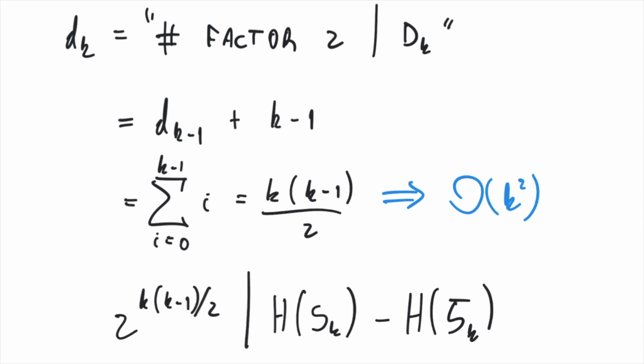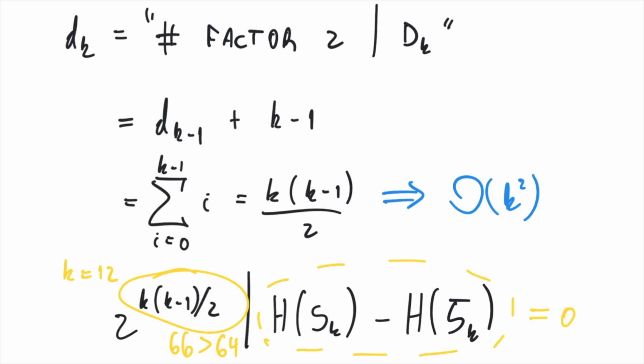But consider, for example, the case when k is 12. So 12 over 2 is 6, and 6 times 11 is 66. Then this factor is already larger than 64. That means that this difference here evaluates to 0 mod 2 to the 64. Therefore, we have found the collision in our hash function, and this collision is completely independent of the base. We just assumed the base was an odd number, and it's also independent of the assignment of values for characters. So it was unimportant which value got assigned A and which value got assigned B.